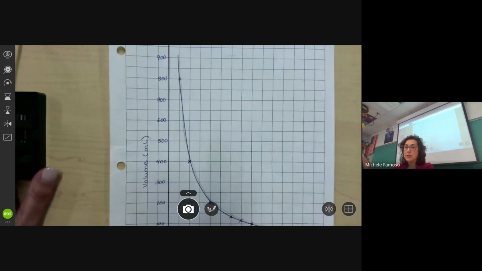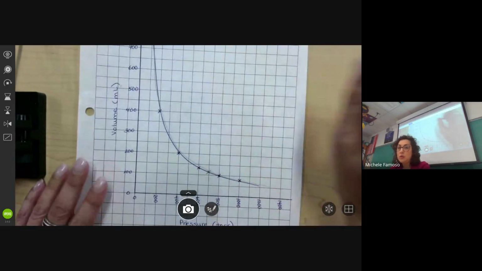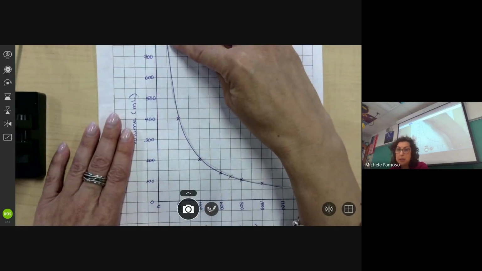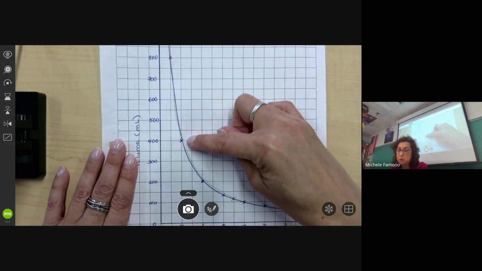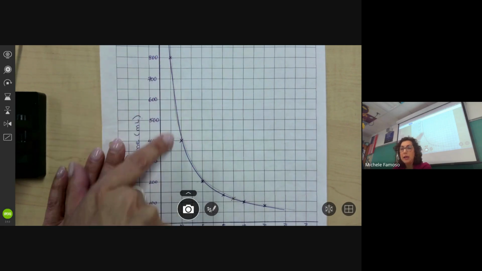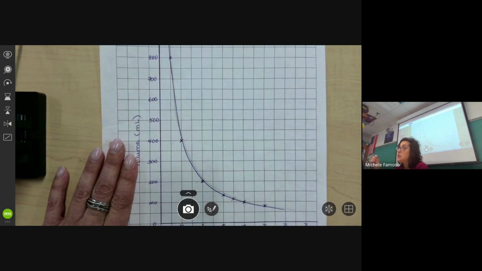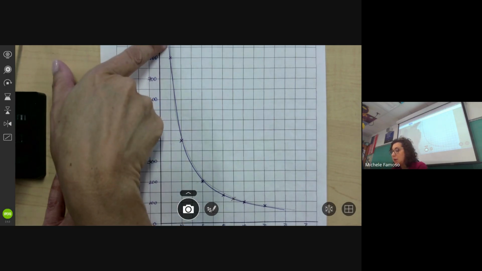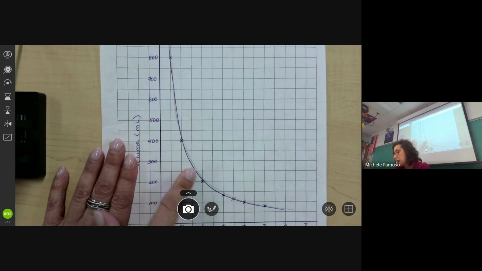Now, double check this with me. You need to have 1, 2, 3, 4, 5, 6, 7 data points, yes? Either marked with little X's, little pluses, or dots with little circles around them. And then you need to freehand a nice smooth curve as best you can. Don't try using a ruler to do this.